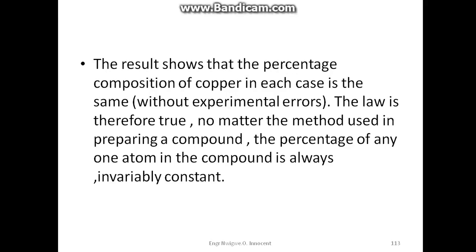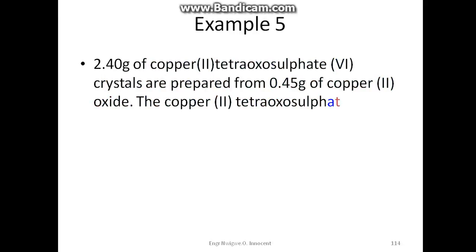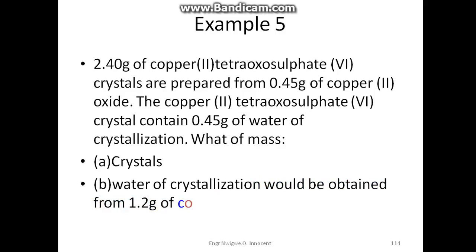Example: 2.40 gram of copper(II) tetraoxosulphate(VI) crystals are prepared from 0.45 gram of copper(II) oxide. The copper(II) tetraoxosulphate(VI) crystal contains 0.45 gram of water of crystallization. What mass of (A) crystals and (B) water of crystallization will be obtained from 1.2 gram of copper(II) oxide?